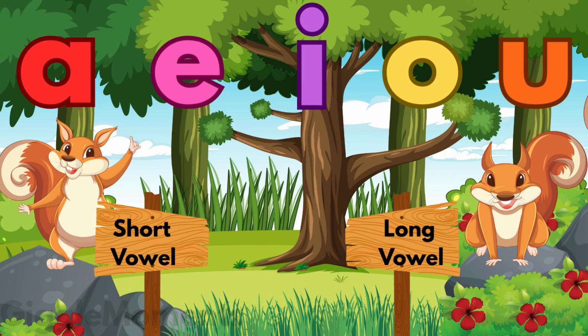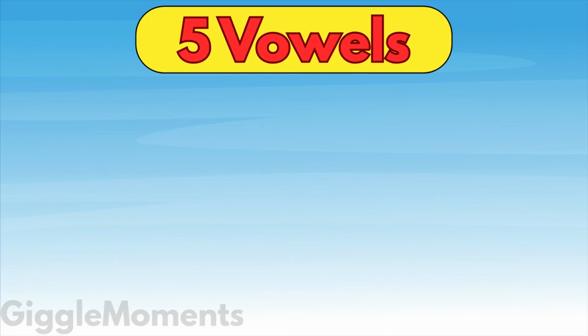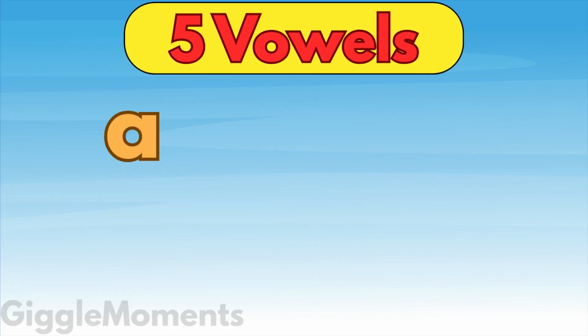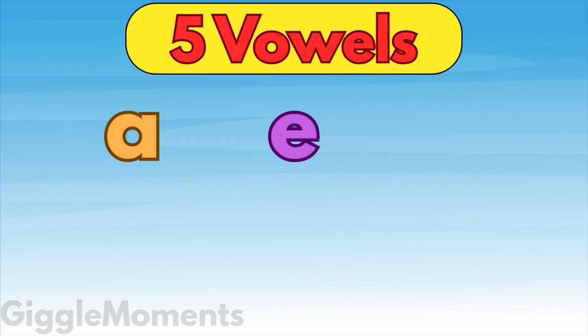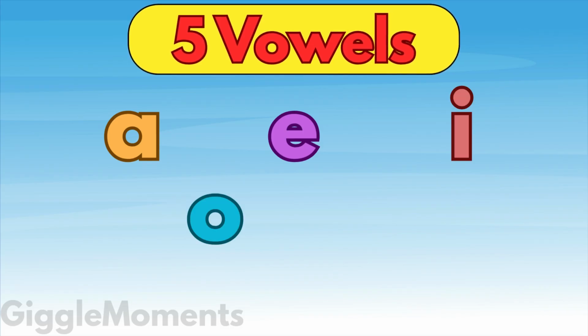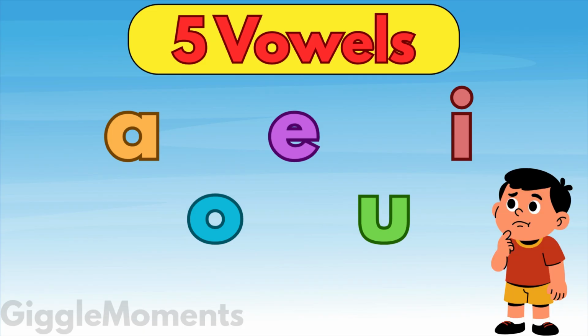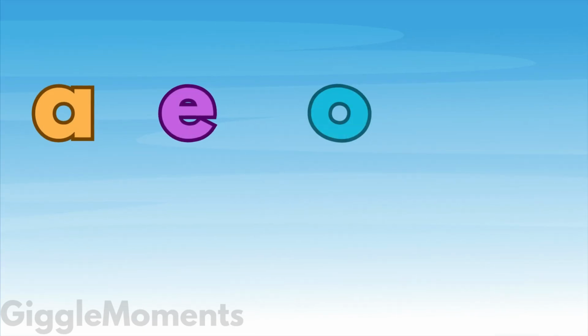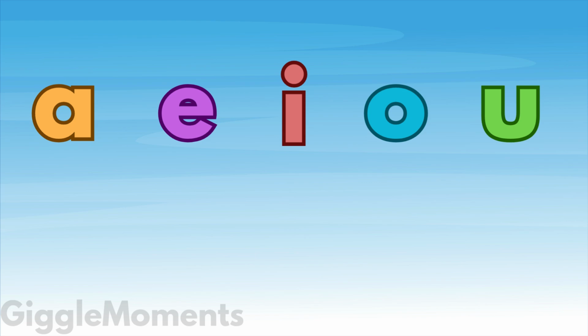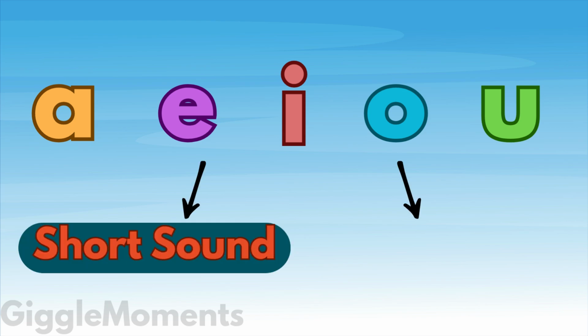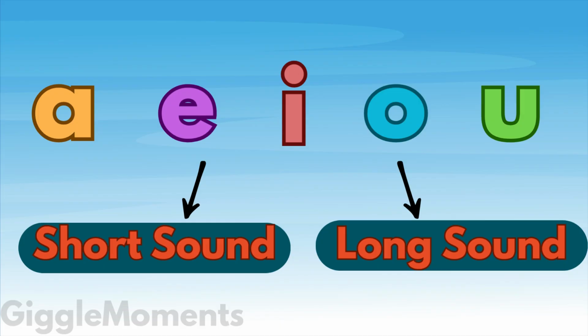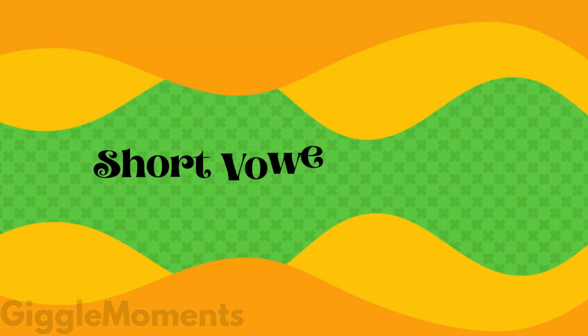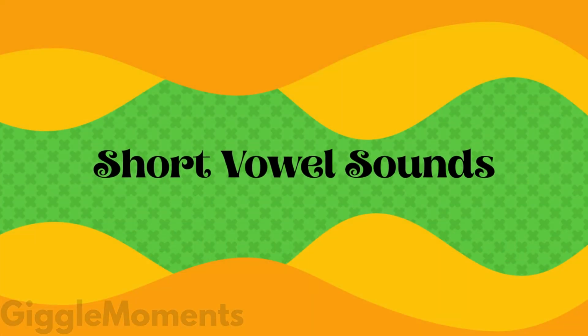Today we are going to learn about vowels. There are 5 vowels in English: A, E, I, O, U. But do you know why they are called vowels? Because these letters make more than one sound, short sounds and long sounds. Let's see the short sounds first through some examples.